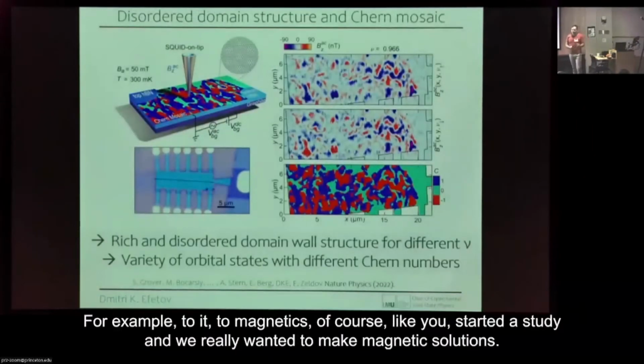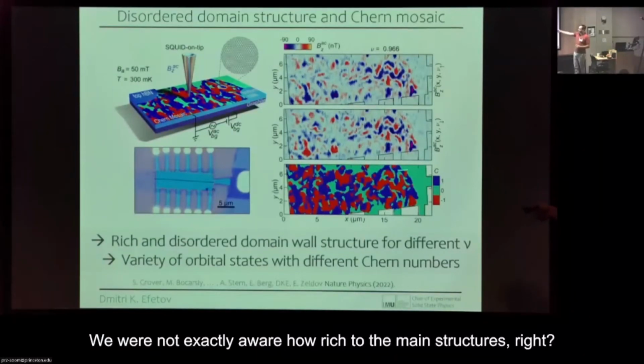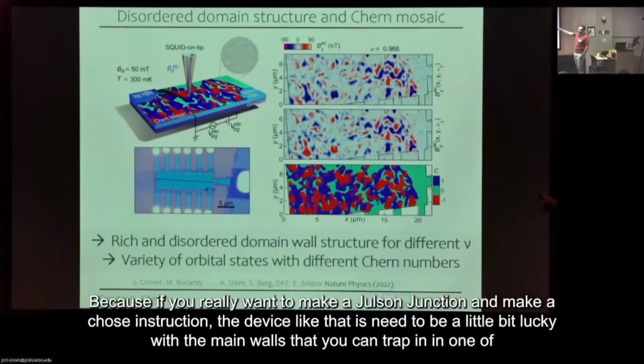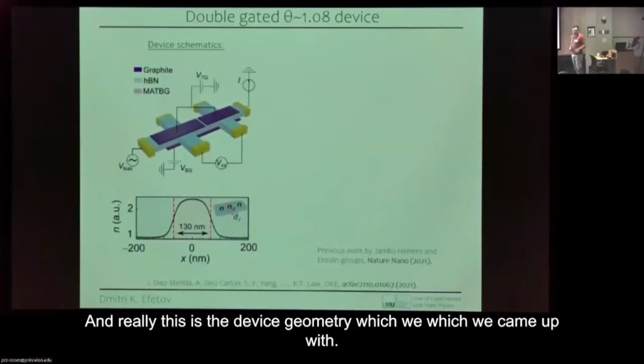Of course, when we started the study and wanted to make magnetic Josephson junctions, we were not yet aware of the experiments that Eli Zeldov did in our devices. We were not exactly aware how rich the domain structure is, right? Because if you want to make a Josephson junction in a device like that, you need to be a little bit lucky with the domain walls that you can trap in one of those non-superconducting regions.